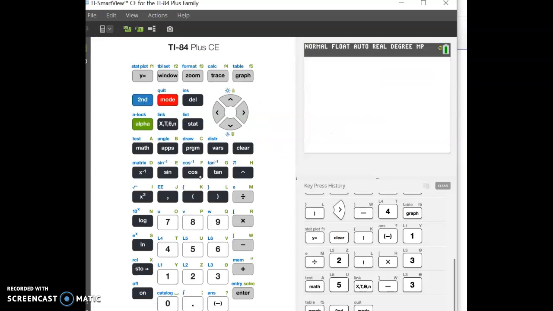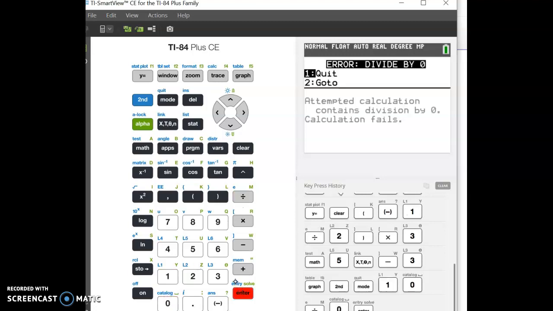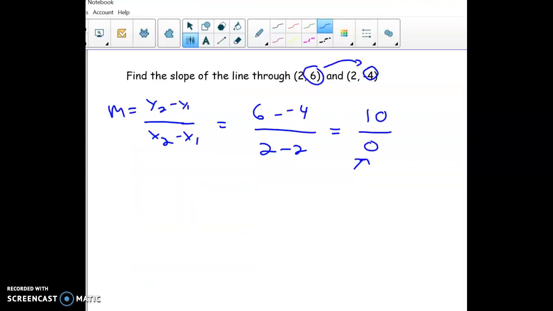Let's try typing it in once. 10 divided by 0. Oh, and you can't divide by 0, right? So basically you get an error, and so this slope is undefined. If you get a slope with 0 on the bottom, you have to know that it's undefined.